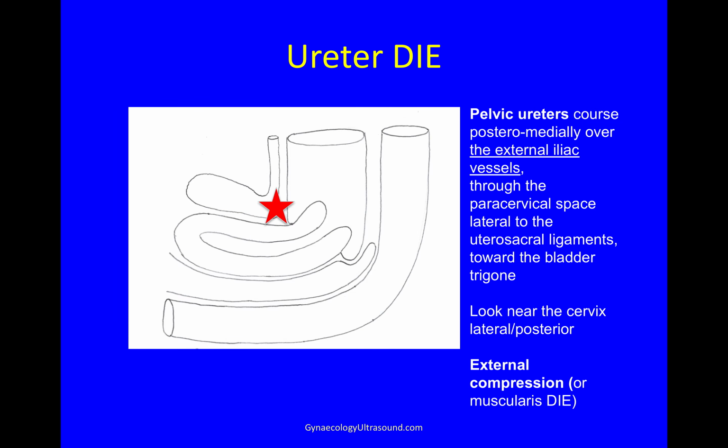The ureters can also get involved with DIE. It can be at the point where they enter the bladder, or much more commonly at the back of the cervix, and that's where you need to be looking. Most ureters that are affected by DIE are affected by external compression and fibrosis of the surrounding tissues, and occasionally it's DIE in the muscularis layer itself.